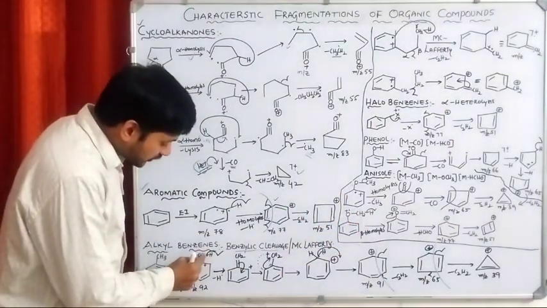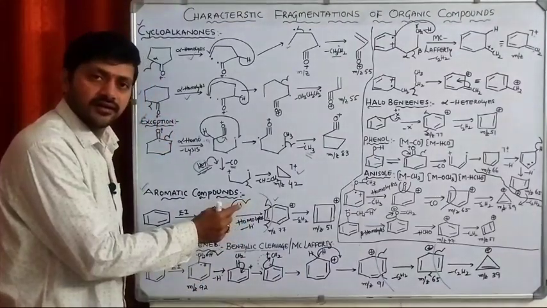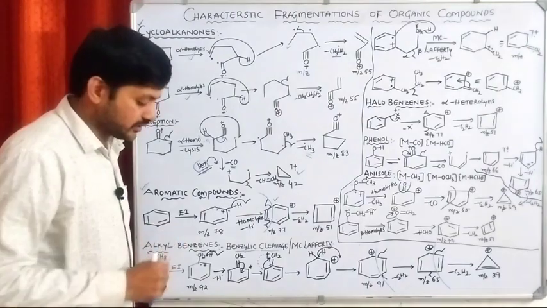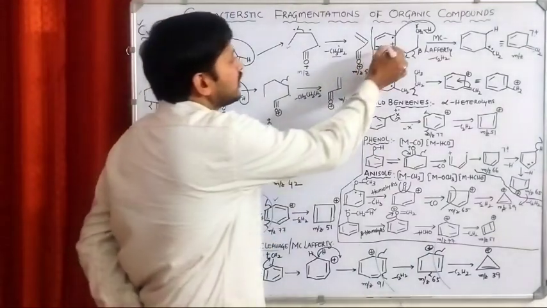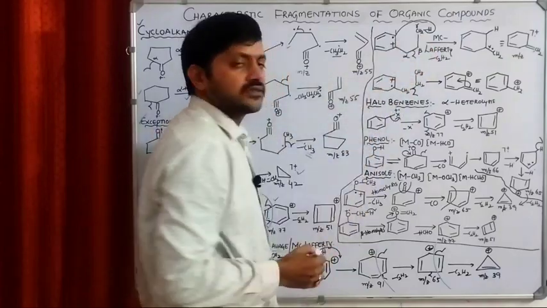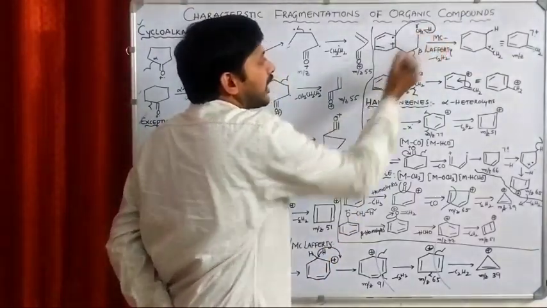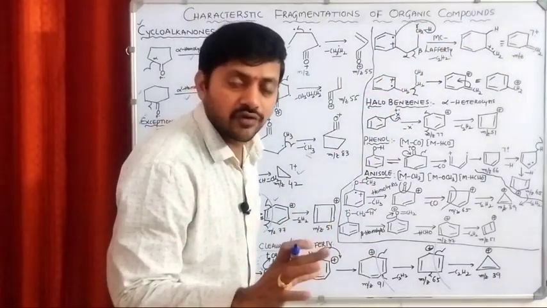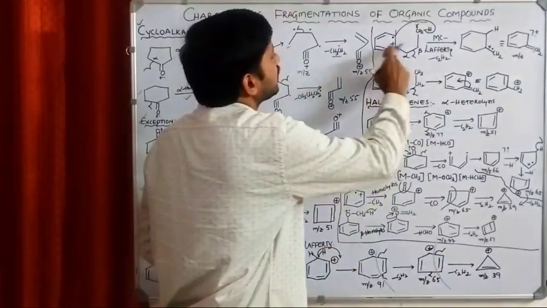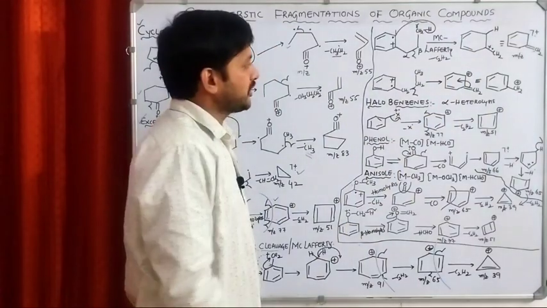Okay. Suppose we have a long chain, we can observe McLafferty rearrangement also. See this one. This is the benzene ring. 1, 2 and 3 carbons. The gamma carbon is containing what? Hydrogen. That's why this one will be involved in the McLafferty rearrangement or not? So we are observing McLafferty rearrangement.